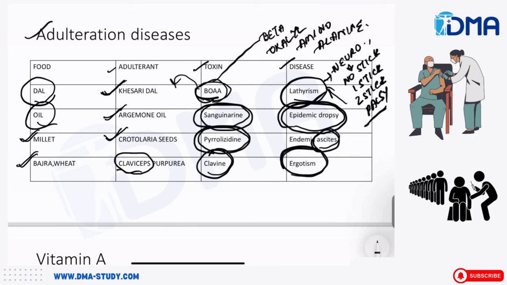From the starting, kesari dal, the toxin is beta-oxalyl aminoalanine. And the disease is lathyrism. In argemone oil, you have sanguinarine. The disease is epidemic dropsy. In crotalaria seeds, the toxin is pyrrolizidine and it is endemic ascites. And in Claviceps purpurea, you have clavine and the disease is ergotism. You have to remember all the four by heart.